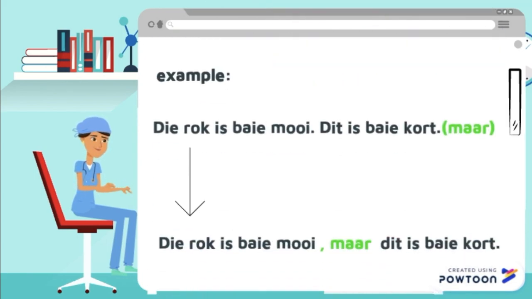Let's look at an example to better understand. We're given the sentences die rok is baie mooi and dit is baie kort. We're given the voegwoord maar to join them. Because we know maar is a groep 1 voegwoord, all we do is replace the full stop with the word maar, as well as adding a comma before the maar. So to summarize, the sentence structure for groep 1 is sentence 1, sometimes a comma, voegwoord, and then sentence 2. How easy was that? Now we understand groep 1.